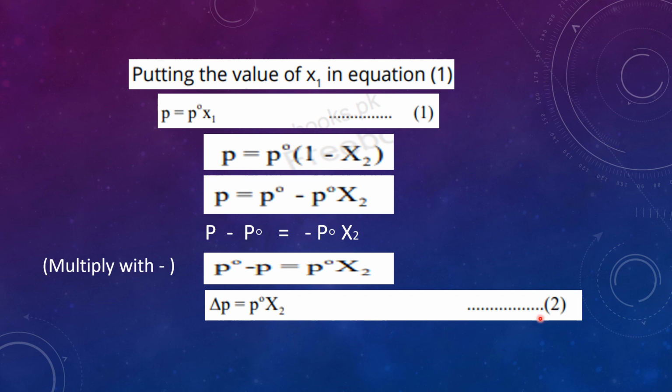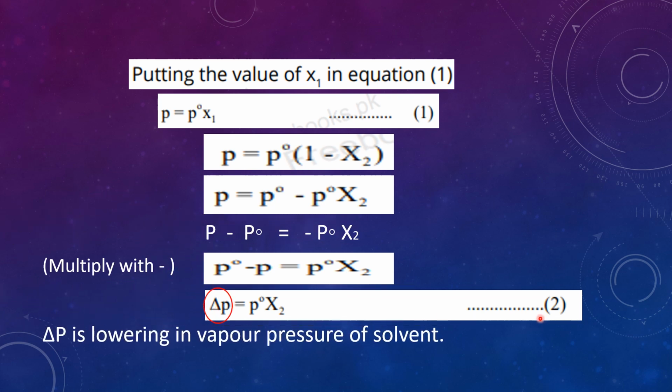It is our equation number 2. And what is this delta P? It is the lowering in the vapor pressure of the solvent due to the presence of the solute. So when our solvent is not pure, as we have added the solute in the solvent and made the solution, the vapor pressure of the pure solvent will be lowered, it will decrease in value. That is indicated by this delta P. So delta P is considered as the lowering in the vapor pressure of the solvent due to the presence of solute.